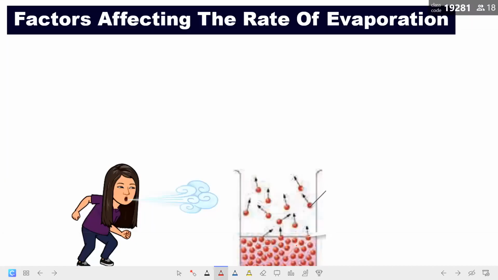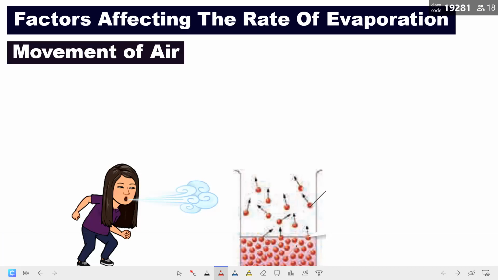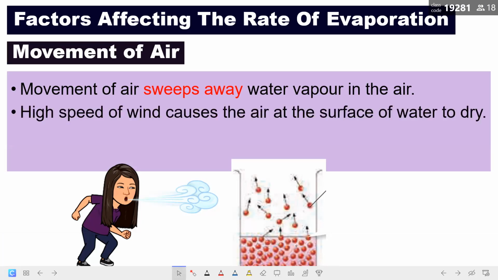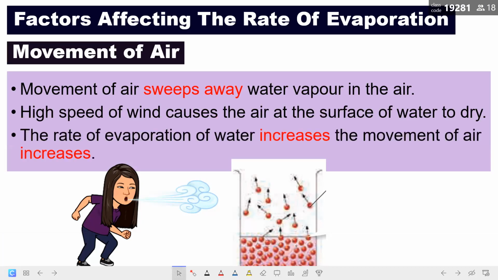And the last thing, wind blow. Your movement of air will sweep away the water vapor in the air. Now, please, don't go and practice in front of you blowing some air. No need to do that. High speed of wind will cause the air at the surface of the water to dry. Anyone I said don't do purposely, you did? Raise up your hand. I know some of you would have done. Funny, you children. So the rate of evaporation of water will increase when the movement of air increases.